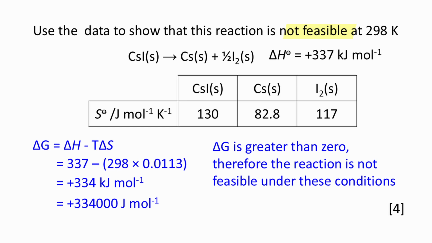Finally, to address the question, a reaction is feasible if the Gibbs free energy change is less than 0. Delta G is greater than 0, therefore the reaction is not feasible under these conditions.